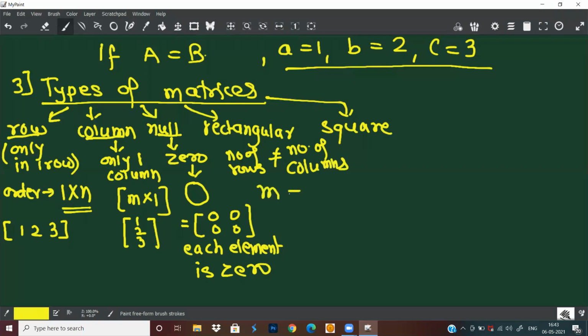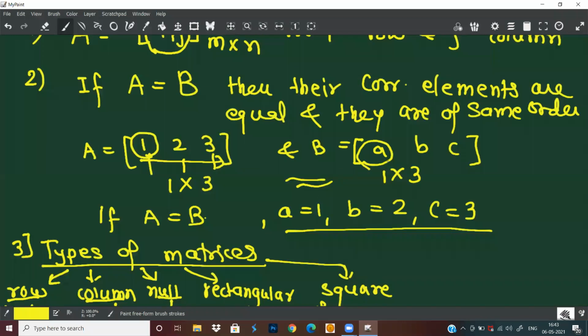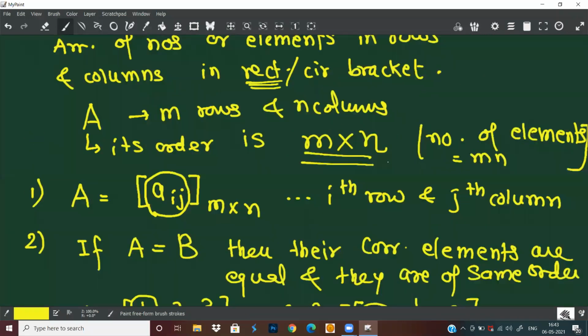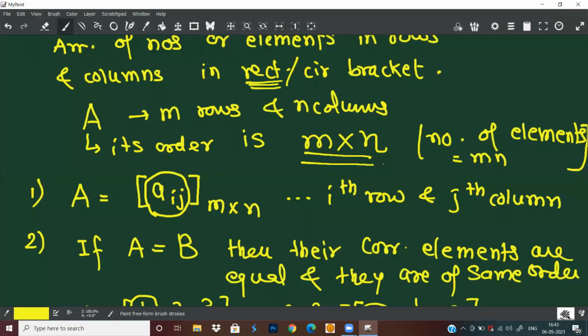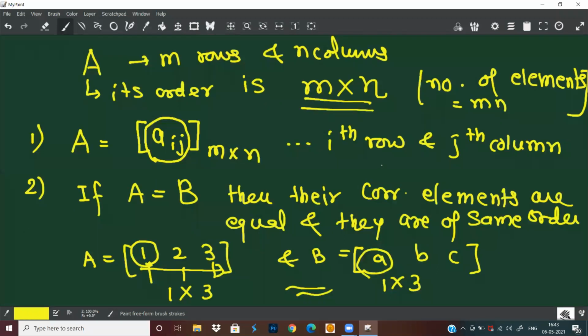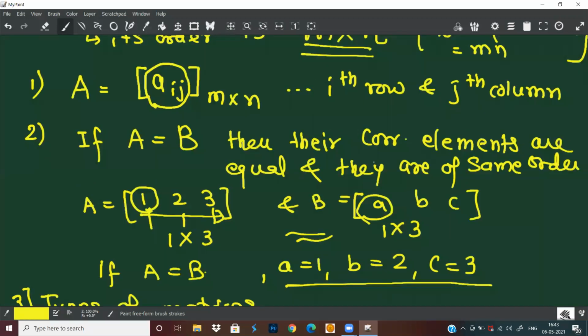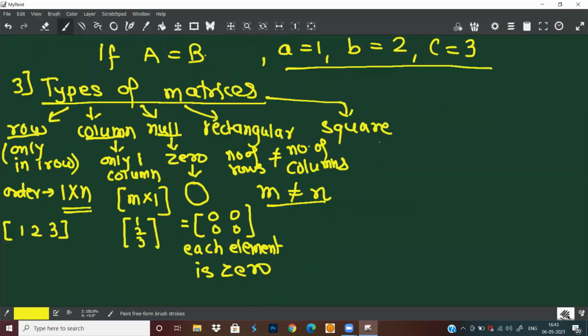Means m is not equal to n if m by n is the order. Right? Okay. So, see here, I explained to you what a matrix is. Then the notation, then I explained the ith row and jth column, then equality of matrices. Then we did types of matrices. Now I will be doing the square matrix.